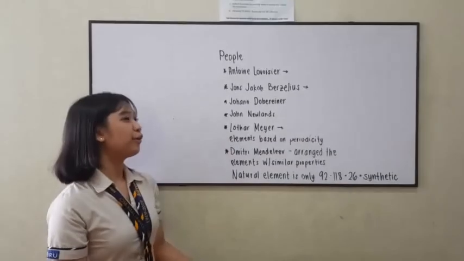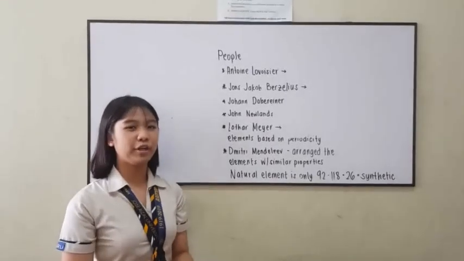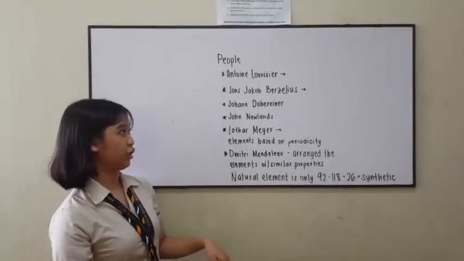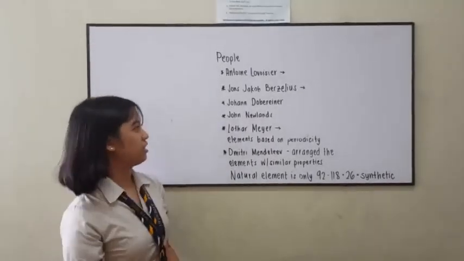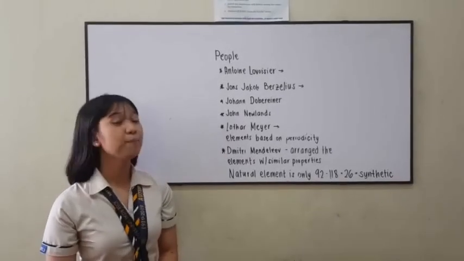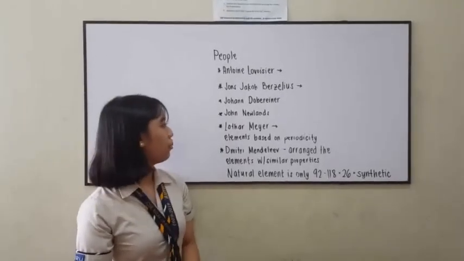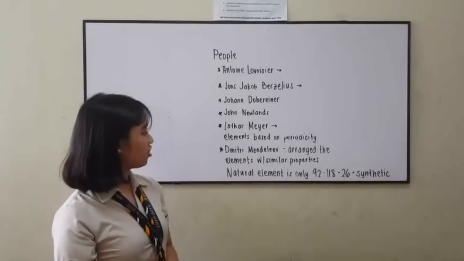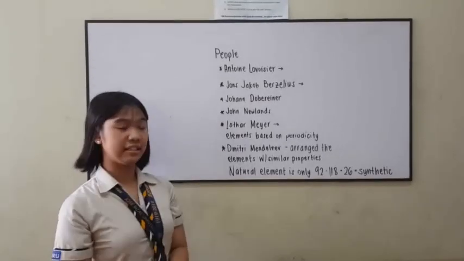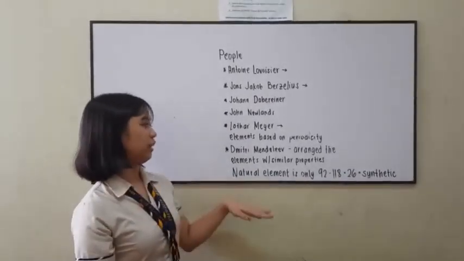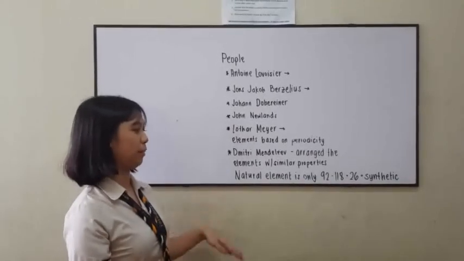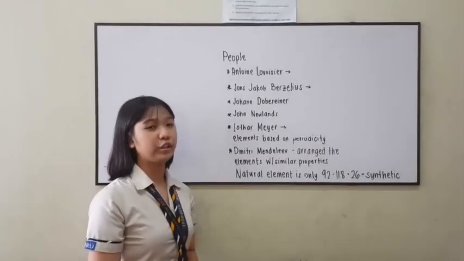The people who contributed to developing our periodic table are Antoine Lavoisier, Jöns Jacob Berzelius, Johann Döbereiner, John Newlands, and Lothar Meyer, who arranged the elements based on their periodicity, and also Dmitri Mendeleev, who arranged the elements with similar properties and is also the father of the periodic table.